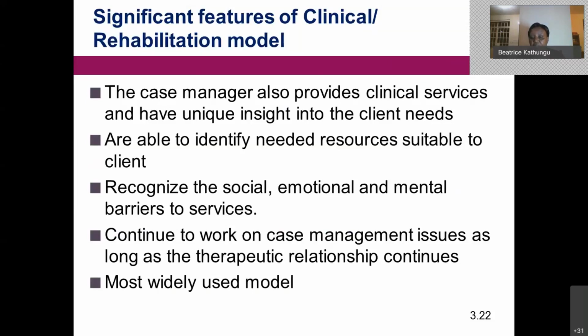as they seek the external services. Now, that's a benefit this person has that the others may not, because remember, in the brokerage and the strength-based, once the case manager leads the client to get the services they need, more or less their work ends there. But we see in this model, the case manager continues to work with the client as the clinical provider. So any barriers the client encounters in pursuit of the case management services, this person is able to pick them quickly and work on them. They also continue to work on case management issues as long as the therapeutic relationship continues. And this is the most widely used model. It's likely that it is what you're actually using.